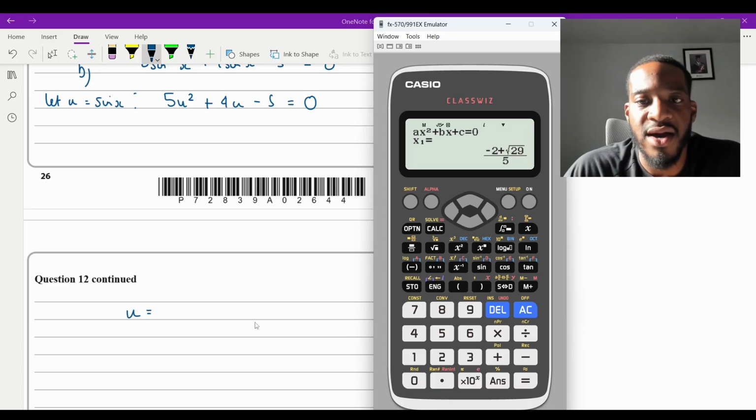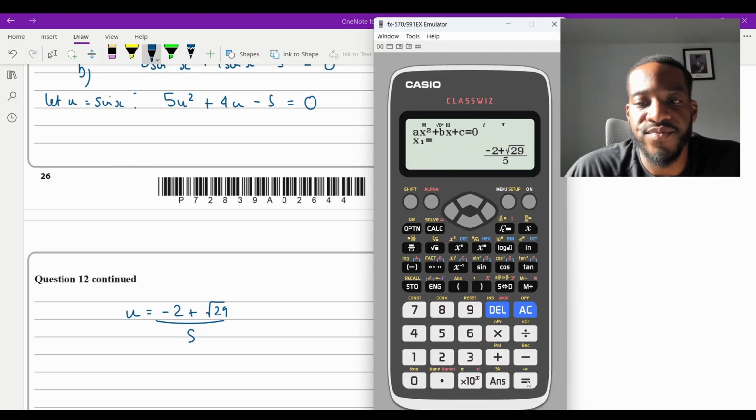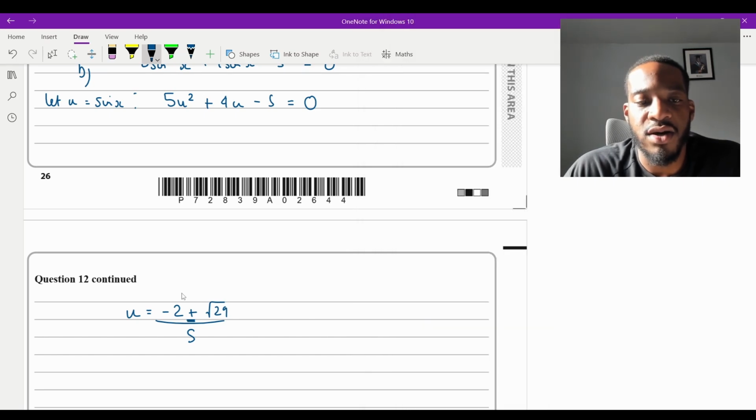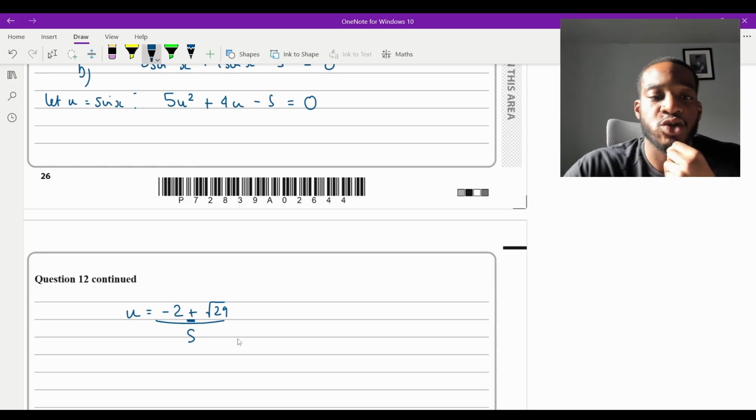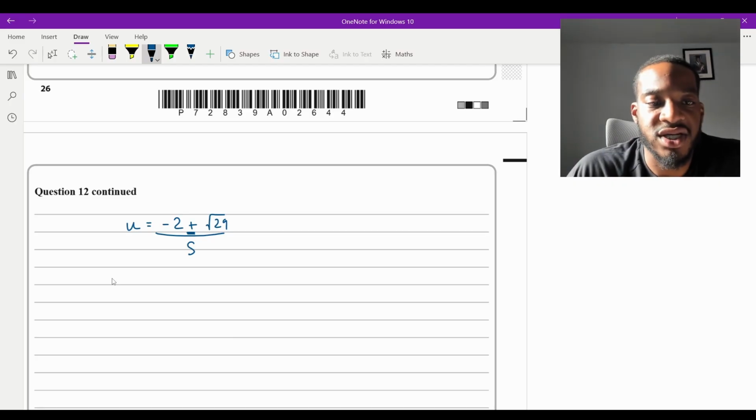It's going to be (-2 plus √29) over 5. And the other one's going to be minus, isn't it? Yeah, minus. So it's plus or minus: (-2 ± √29) over 5, and that's equal to u. But remember, u is a substitution. We need to bring it back to sin x. So I'm just going to say sin x is equal to all of that, plus or minus √29 over 5.